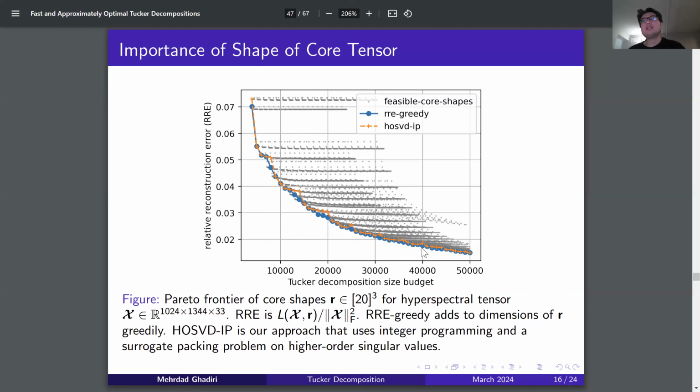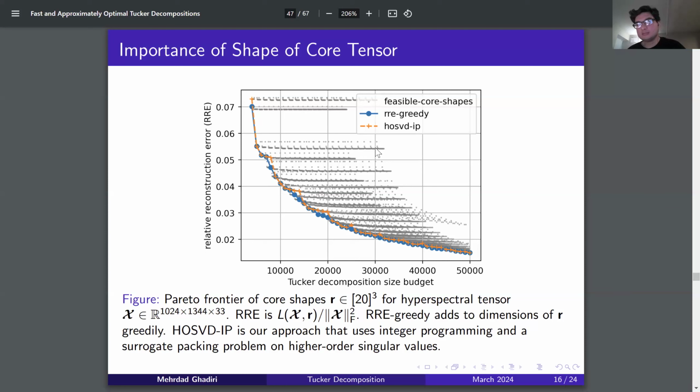As you can see, a lot of shapes with this budget are not good. What you want is some shape on this Pareto optimal front, right? You want something over here or near here. I don't want some shape that is here. I'm paying that budget, but I'm not very accurate, so I don't want that.